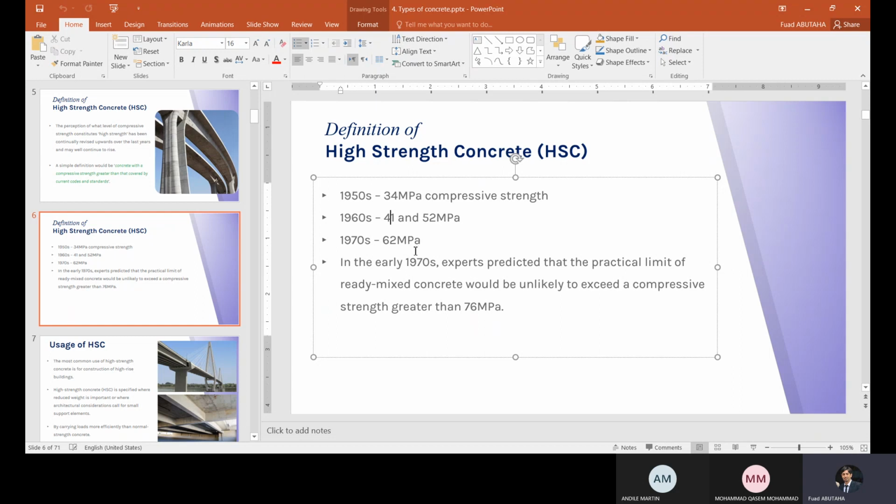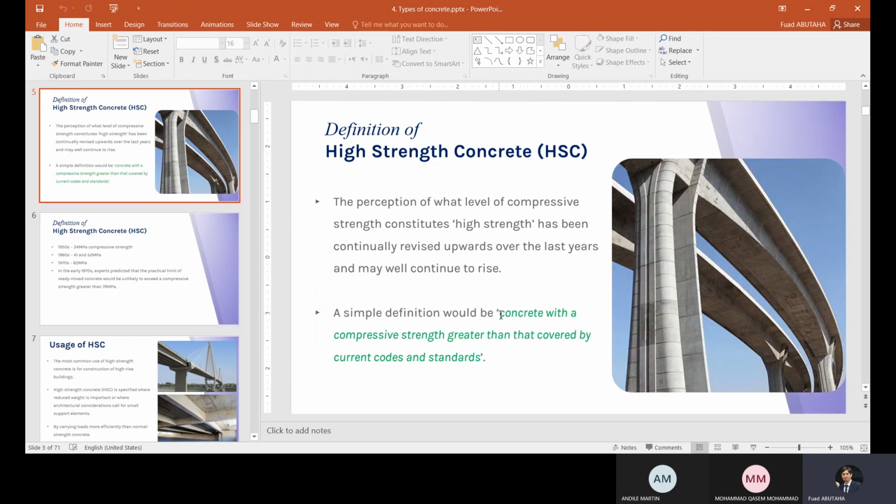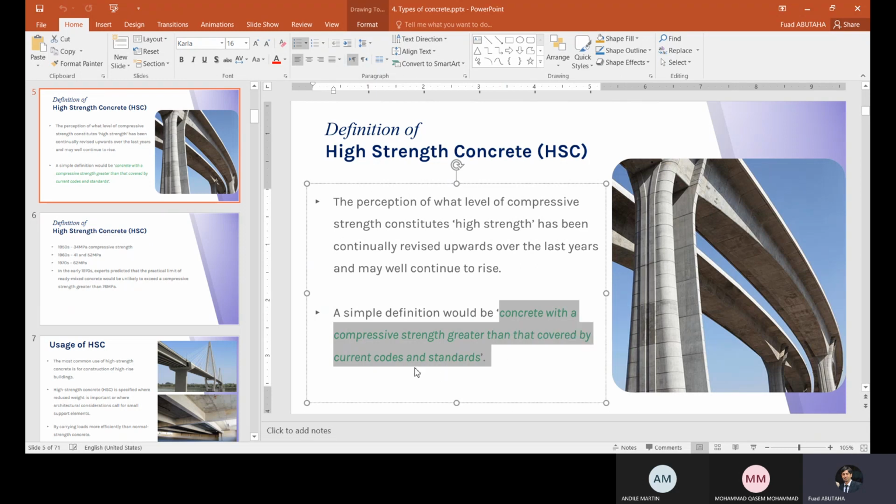So what you need to know is that as time moves, the point that differentiates normal and high strength concrete keeps changing. So what compressive strength tells us whether the concrete is normal or high strength? It can simply be defined as concrete with a compressive strength that is greater than that covered by the current code and standard.